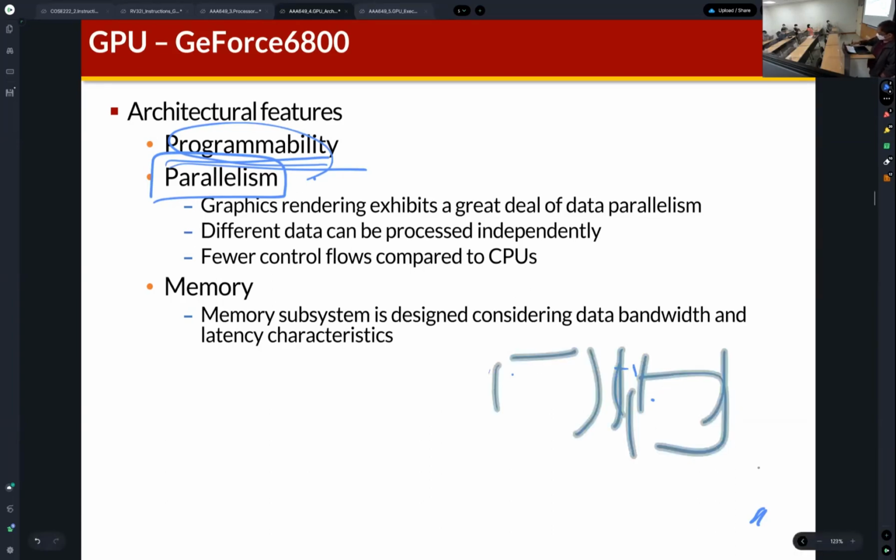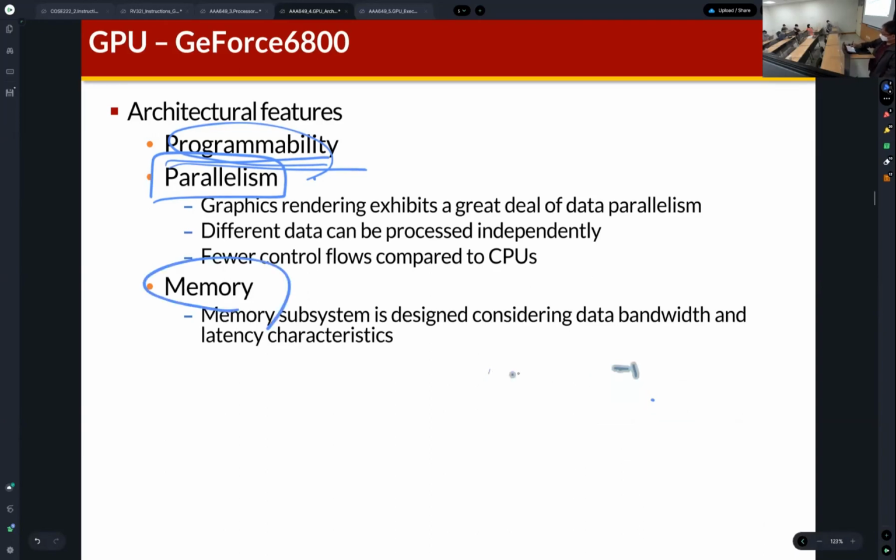And then memory. How can we design the memory hierarchy of a GPU? Also, let's think about how we can implement the memory hierarchy of a CPU. In a CPU, what is important? If we just consider the memory hierarchy of a CPU, what is important?